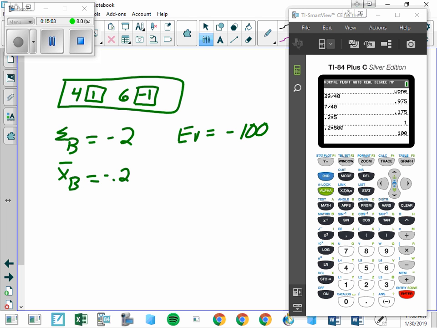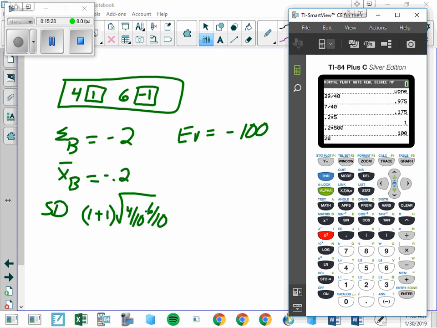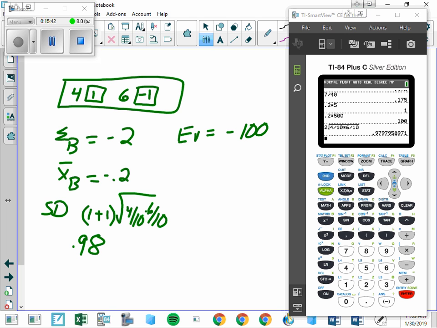As long as you recognize that positive 100 represents a win for the casino and a negative 100 represents a loss for you, it doesn't matter what you do. The SD of the box is going to be 1 plus 1 times the square root of 4/10 times 6/10. So 2 square root of 4/10 times 6/10 gives me 0.98.